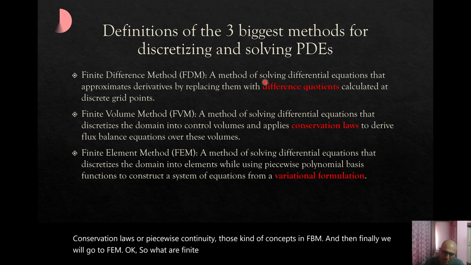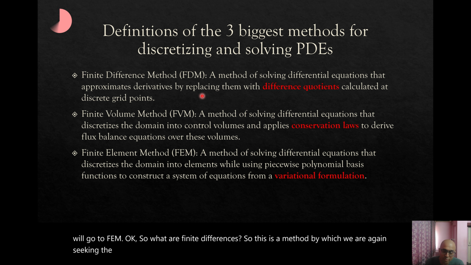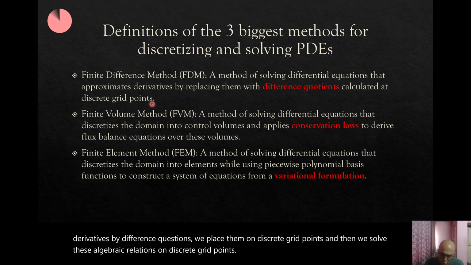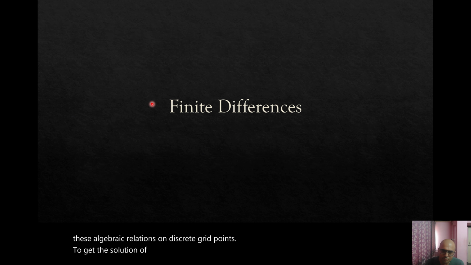So what are finite differences? This is a method by which we are again seeking solutions for differential equations. Here we approximate the derivatives by difference quotients. We place them on discrete grid points, and then we solve these algebraic relations on the discrete grid points to get the solution of our differential equations.